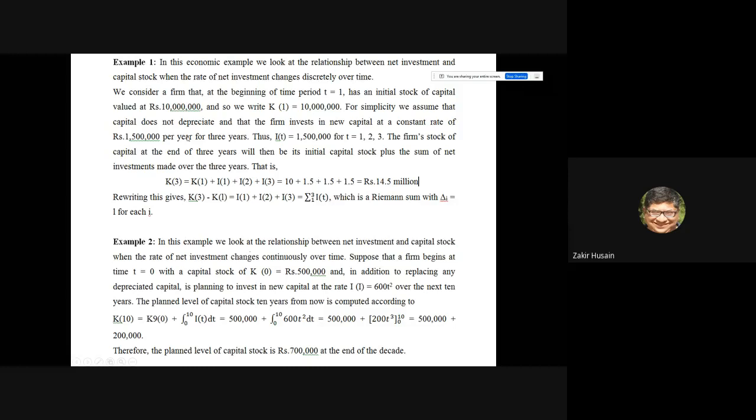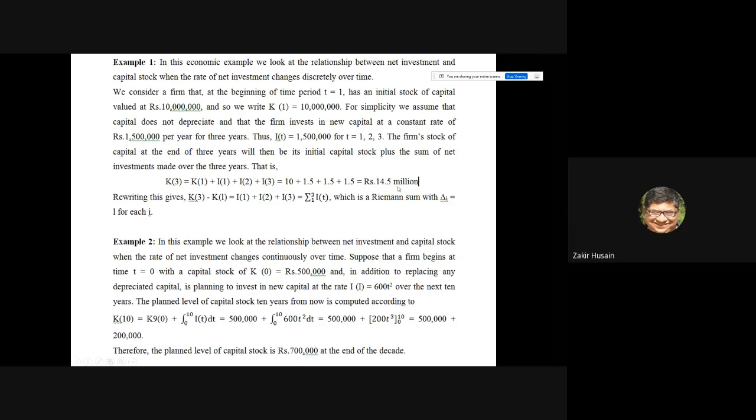So what is the investment? It is 1.5 for t equal to 1, 2, and 3. What is the capital stock at the end of the three years? K3 is K1 plus the investment in the 3 periods. So this is 10 million, and every year we have an investment of 1.5 million. So if we sum it up, we get 14.5 million.